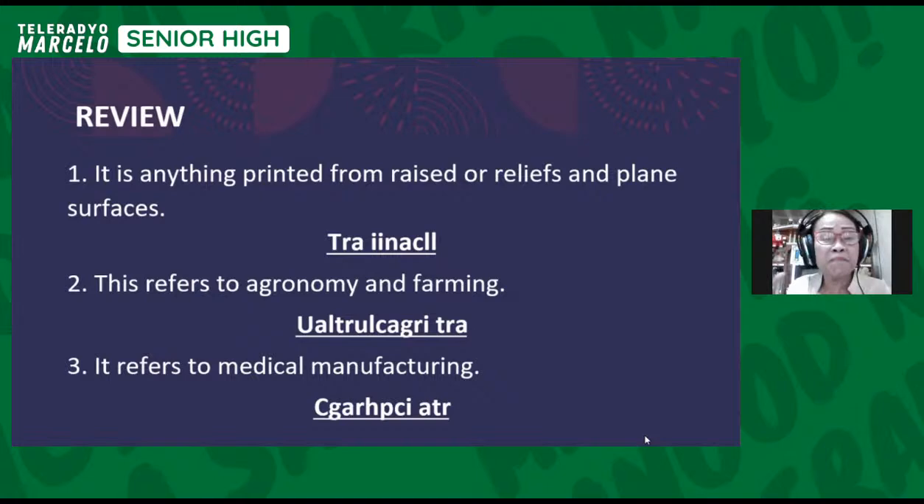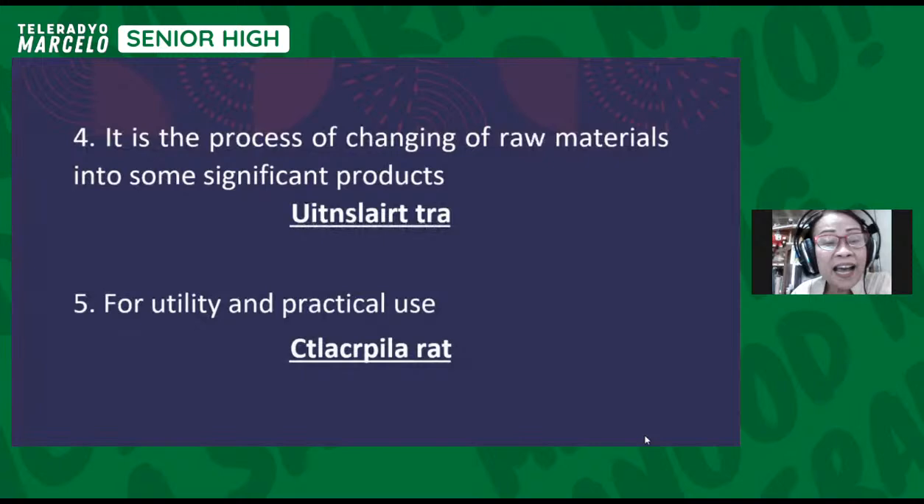Okay. Next, number 4, it is the process of changing of raw materials into some significant products. Ano pong sagot natin? It is the process of changing of raw materials into some significant products. Anybody? Ano po ang sagot? Sige nga po. Wala pa akong nakikita ang sagot. Sige nga. Number 4 po tayo mga kapatid. It is the process of changing raw materials.